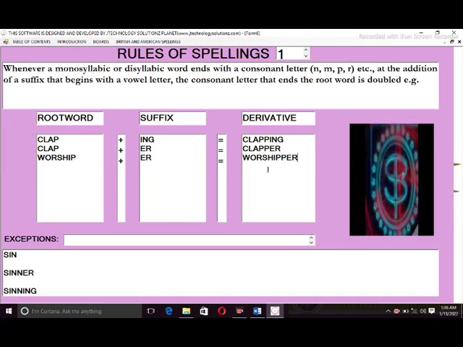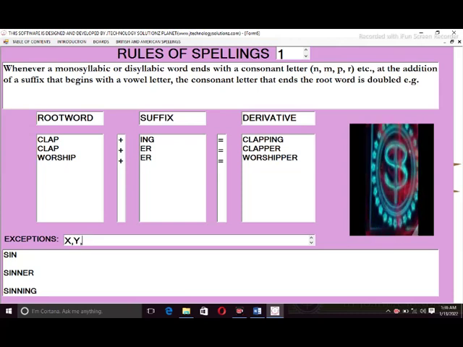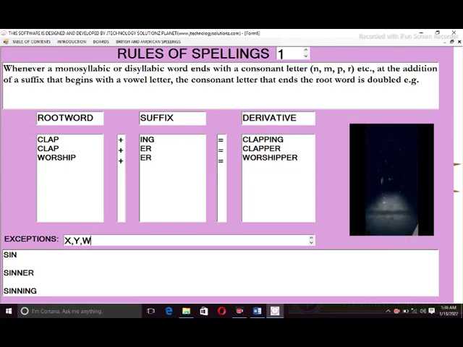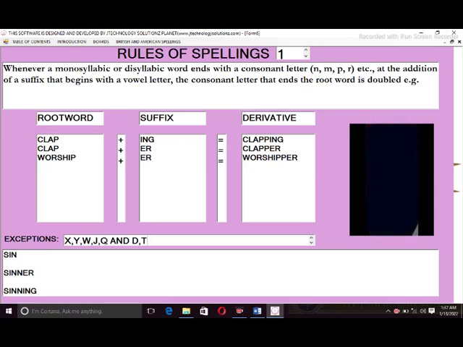But before we round off on rule 1, there are exceptions to this rule. Exceptions to this rule are letters X, Y, W, J, Q, and sometimes D and T. Now, we don't double X, Y, W, J, Q, and sometimes D and T.